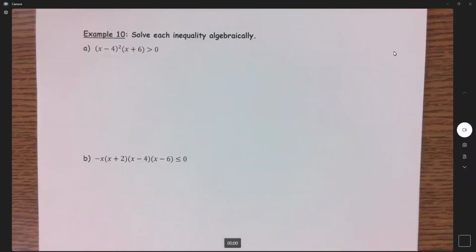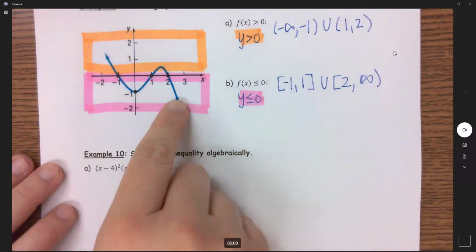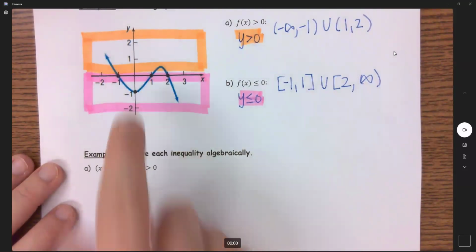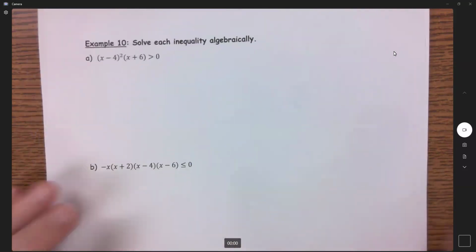In example 10, we need to solve each inequality algebraically. And while we're going to solve some components of this algebraically, what we really want to do is draw a rough sketch, and then we can answer the question based off of the graph. I really like these questions because this is going to put everything together.